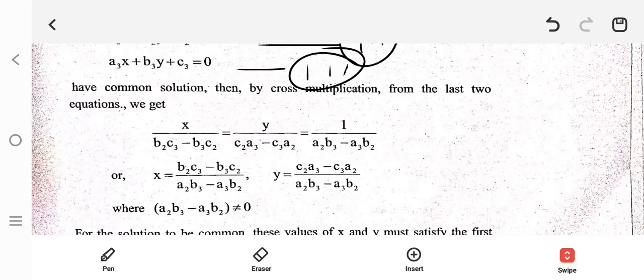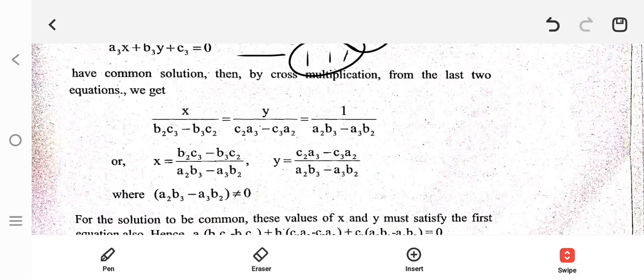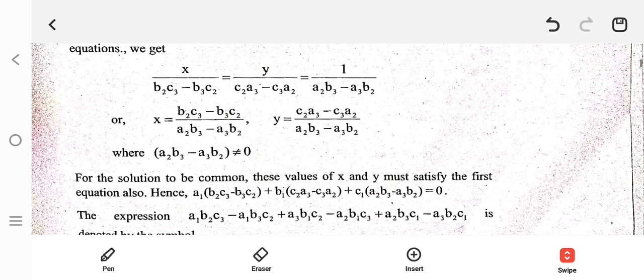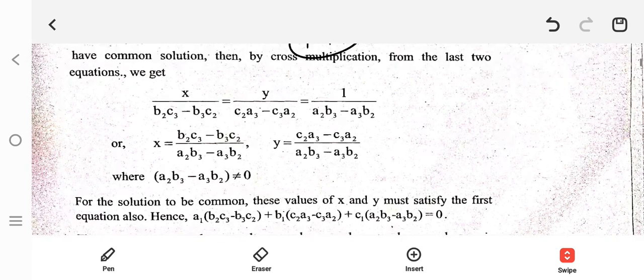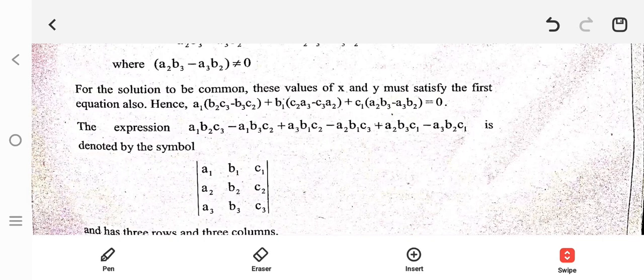Then we assume that they have a common solution. By cross multiplication from equation 2 and equation 3, we can easily find the values of x and y, where the common term a2 b3 minus a3 b2 is not equal to 0. For the solution to be common, we put these values of x and y in equation 1. Then we have this expression: a1 b2 c3 minus a1 b3 c2 plus a3 b1 c2 minus a2 b1 c3 plus a2 b3 c1 minus a3 b2 c1.